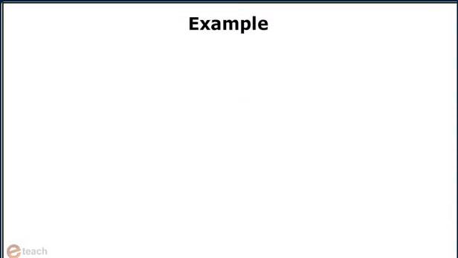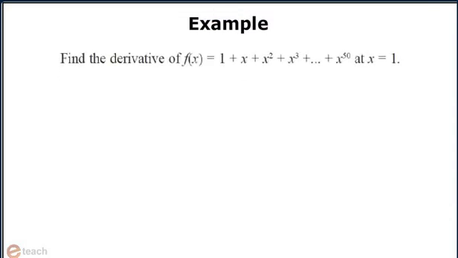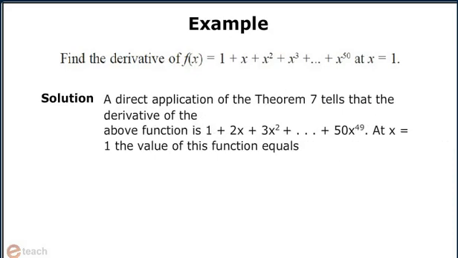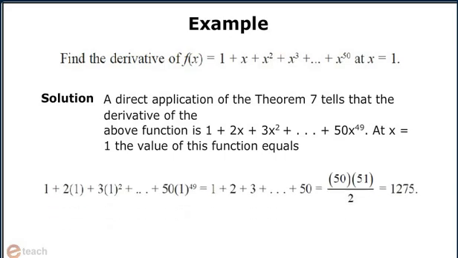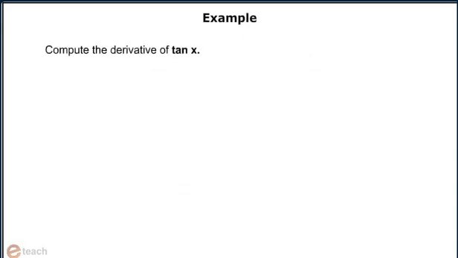Let's take an example. Find the derivative of f(x) equals 1 plus x plus x square up to x to the power 50 at x equals 1. Solution. A direct application of Theorem 6 tells that the derivative of the above function is 1 plus 2x plus 3x square up to 50x to the power 49. Now at x equal to 1, the value of this function comes out as 1275.